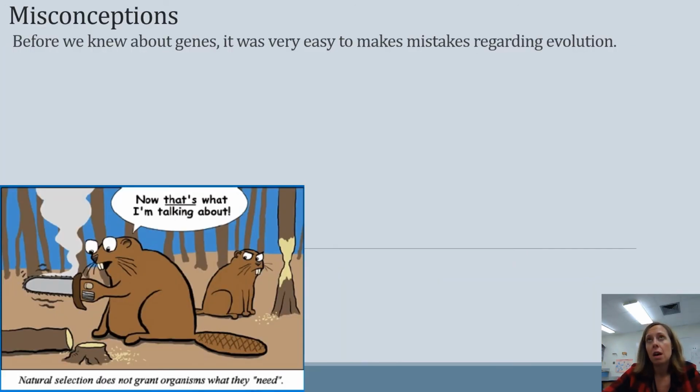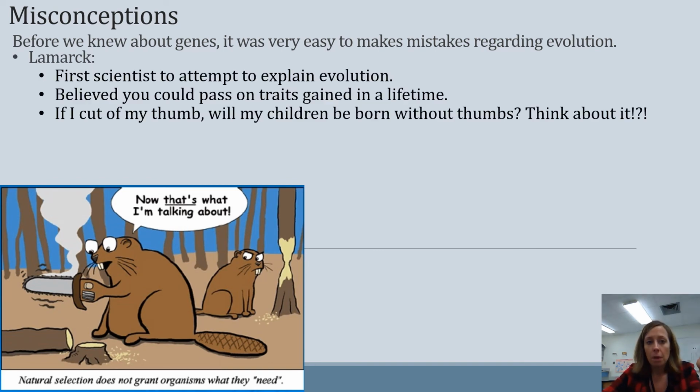So lastly, misconceptions. These are common mistakes that people think about evolution. Before we knew about genes and before we knew about Mendel and all the genetics that we did last week, before we knew how things were passed, it was really easy to make mistakes regarding evolution. Lamarck was the first scientist to attempt to explain evolution. And what he believed is that you could pass traits gained in a lifetime.